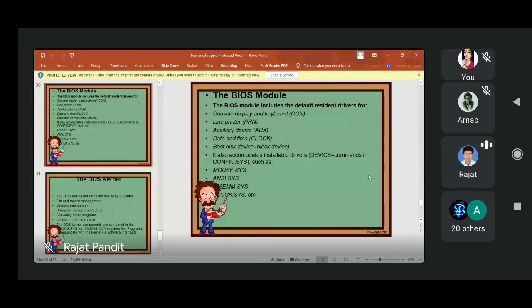If you want to install something, then you have to use config.sys. And then mouse.sys will enable the mouse, ansi.sys will enable the ANSI code, and so on, clock.sys, etc.